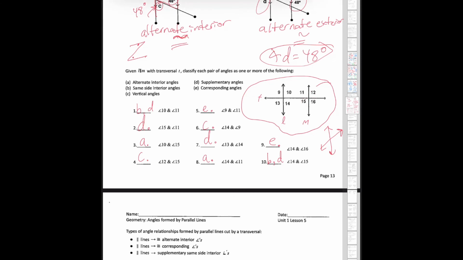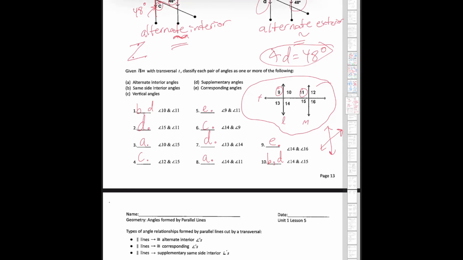Number five, we're looking at angles 9 and 11. So 9 and 11 are on the same side, but they're not on the interior. So this may be a little confusing because it's not same side in the answer. The answer here would be that they are corresponding. So corresponding angles are congruent, choice E.